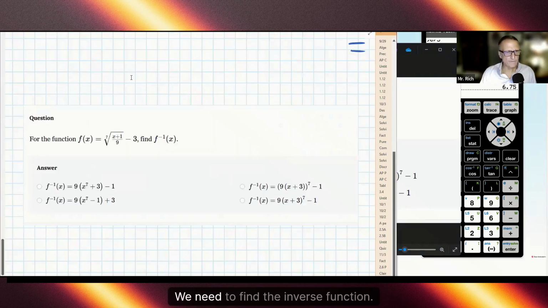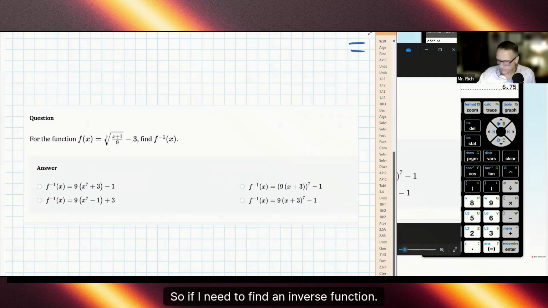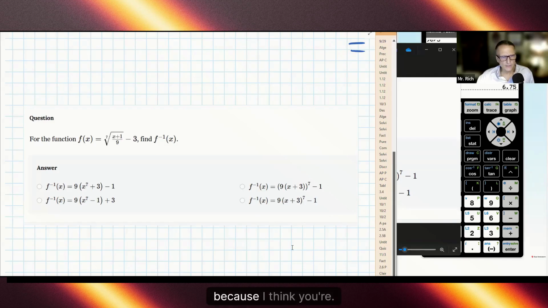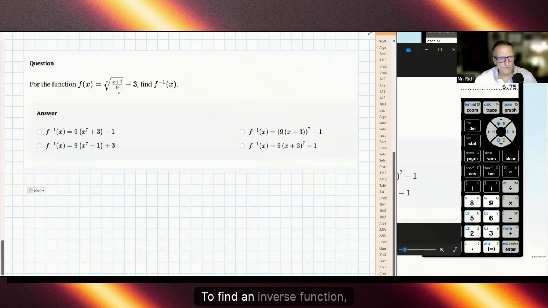Here we go. Okay, we need to find the inverse function. So if I need to find an inverse function, this must be an AP Pre-Calc. Edson, are you AP Pre-Calc? Yeah, I thought, because I think you're on that Tuesday call. But yeah, in AP Pre-Calc, we're doing inverse functions and composition functions. To find an inverse function, we do need to swap the x and y variables. That's really our starting point.